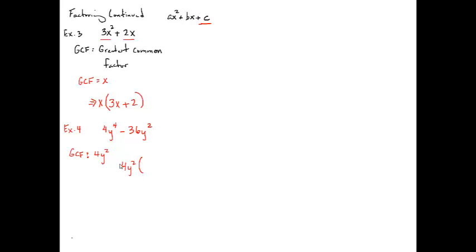on the inside? Well, 4 divided by 4 is 1. Y to the 4th divided by y squared is y squared. Minus 36 divided by 4 is 9. And again, y squared divided by y squared is 1. It cancels out. So now 4y to the 4th minus 36y squared has become 4y squared times quantity y squared minus 9.